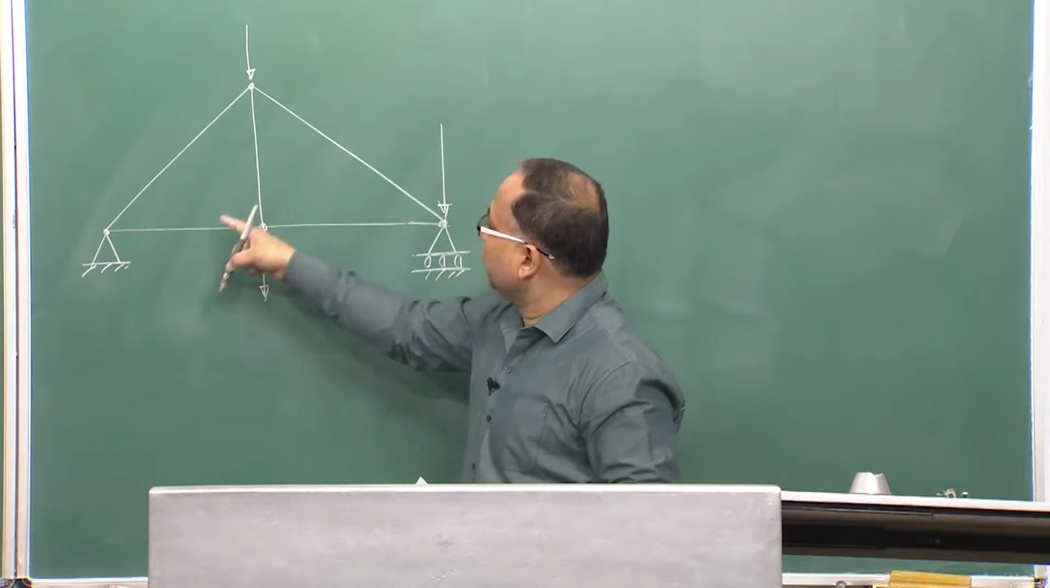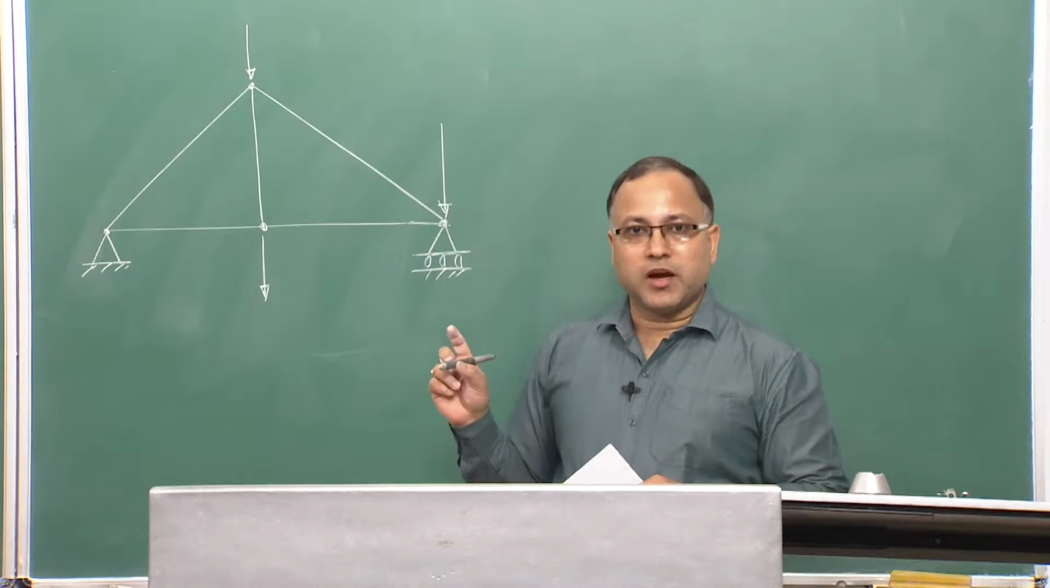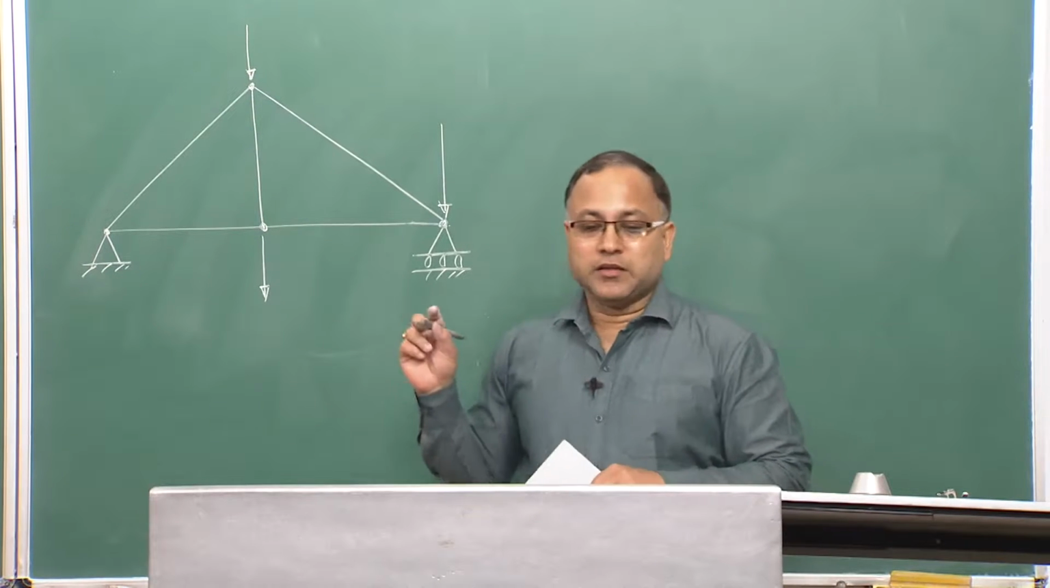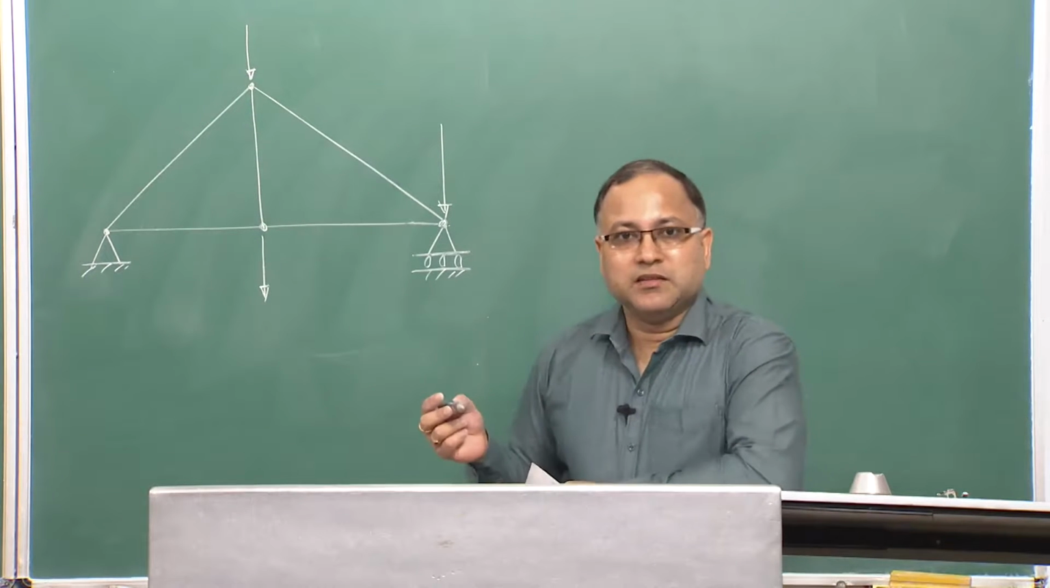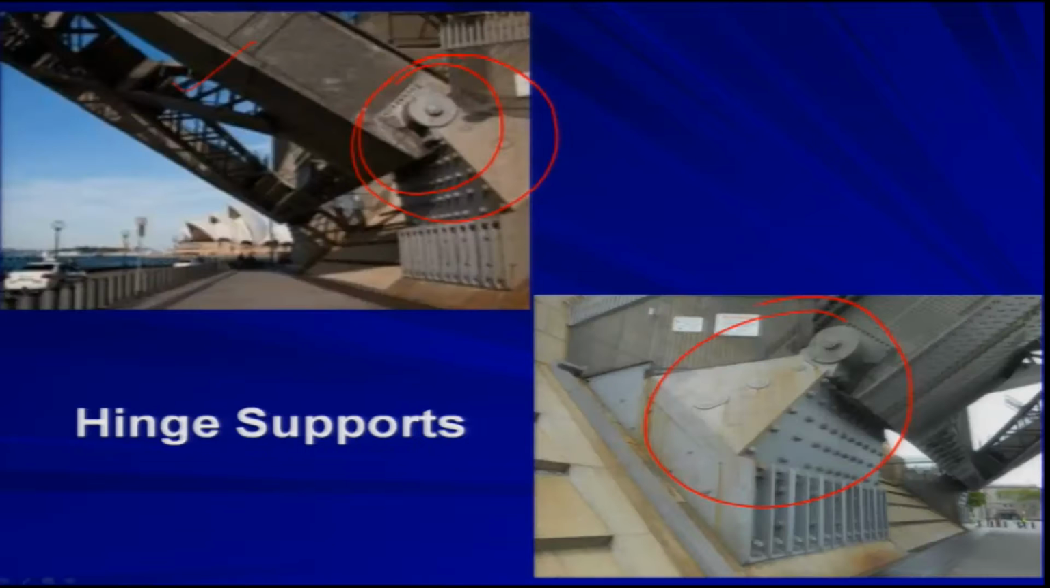1, 2, 3, 4, 5. There are 5 members. They are connected by joints. The joints may be welded, riveted, or bolted, whatever. If you look at this figure, these are all joints. This is one joint, something like that.